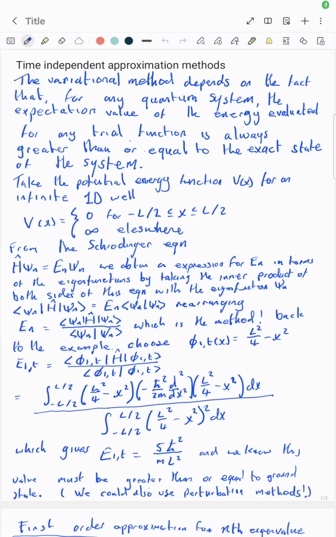Now let's briefly cover time-independent approximation methods. Well, just one of them. We'll just mention another one afterwards. This is the variation method, which depends on the fact that for a quantum system, the expectation value of the energy evaluated for any trial function is always greater than or equal to the exact ground state energy of the system.